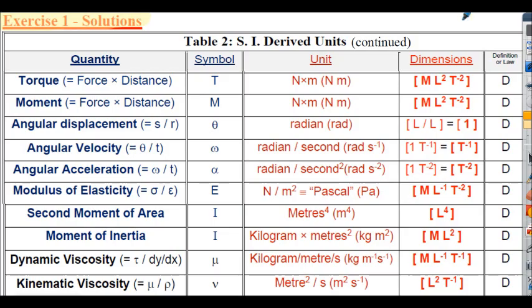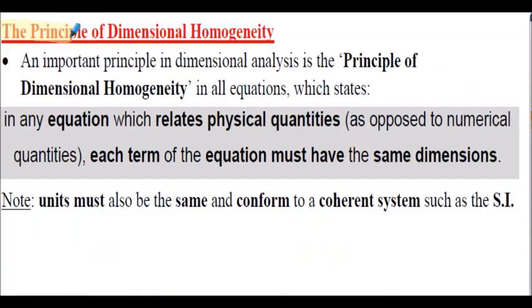Exercise 1, solutions continued. So our final slide showing dimensions for the final array of quantities. That concludes the database, but as I say, we'll refer to this extensively when we're solving the later problems posed to us. Let's consider the principle of dimensional homogeneity.